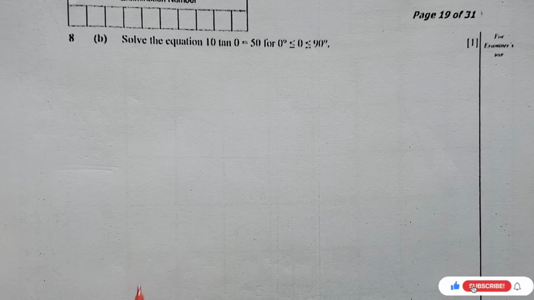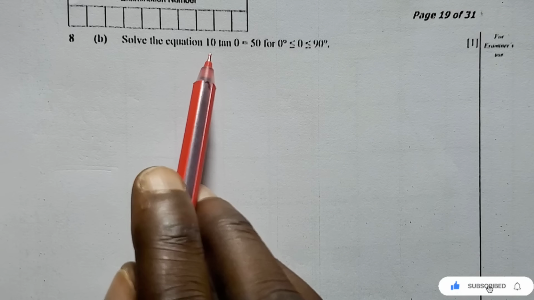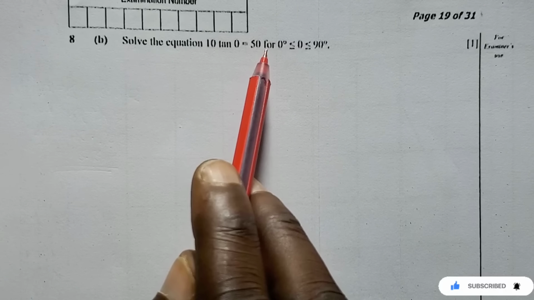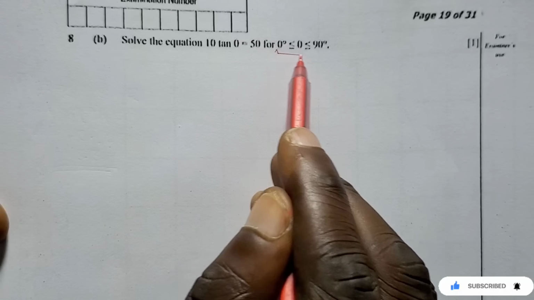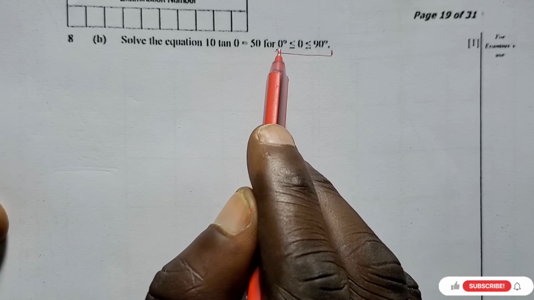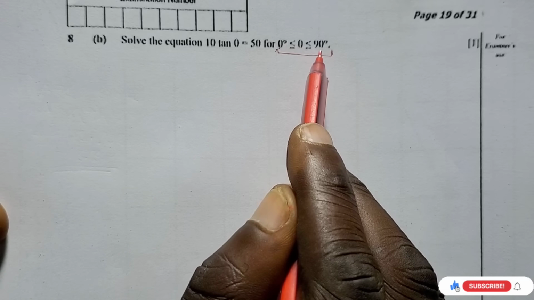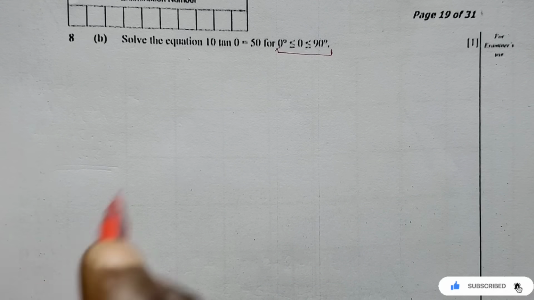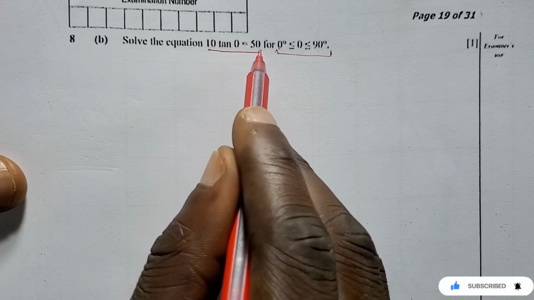And it's saying solve the equation 10 tan theta is equals to 50, and we're given the range here. So our angle should be between 0 degrees to 90 degrees. This is the first quadrant. No wonder it's even a mark. This is very simple.